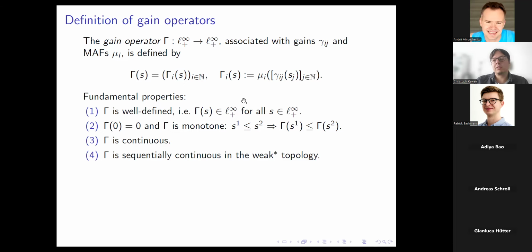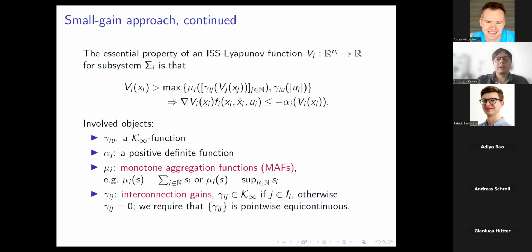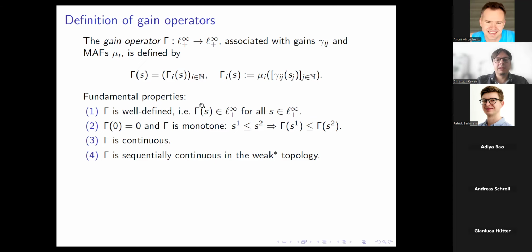And now you can already see a connection to the definition of the ISS-Lyapunov property for the subsystems, because here you see basically the gain operator or the component I of the gain operator popping up here. So you can easily see that you can write this now in terms of the gain operator. So this is where the definition comes from, right? So this is how I define the gain operators.